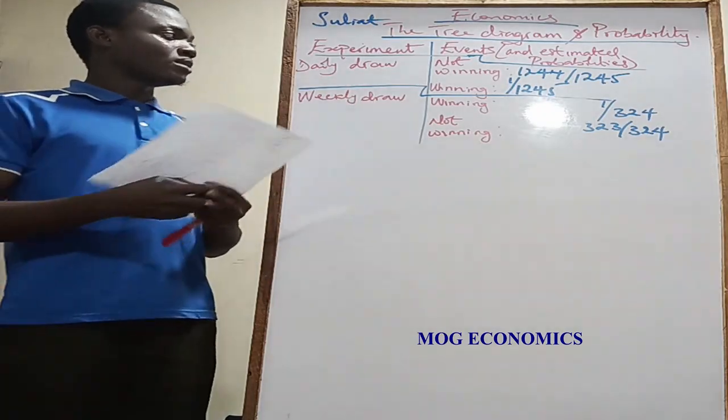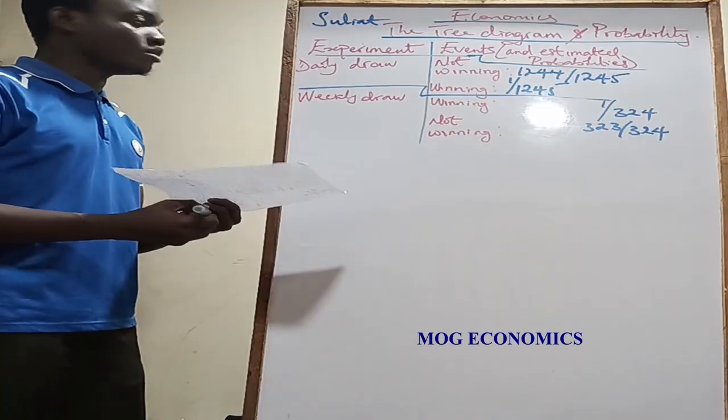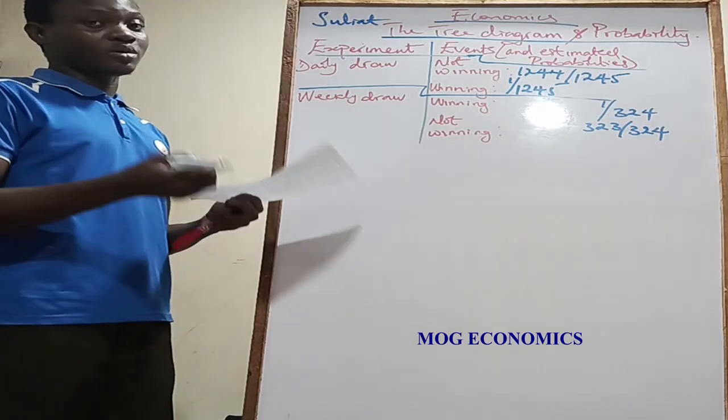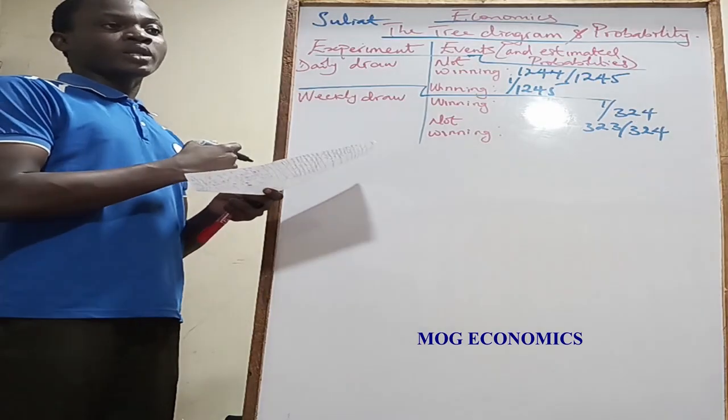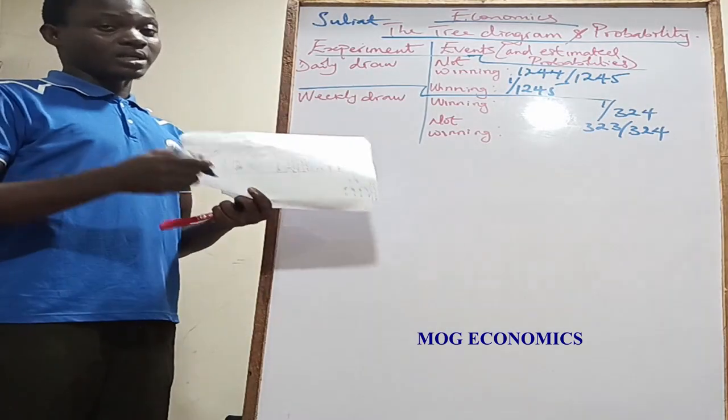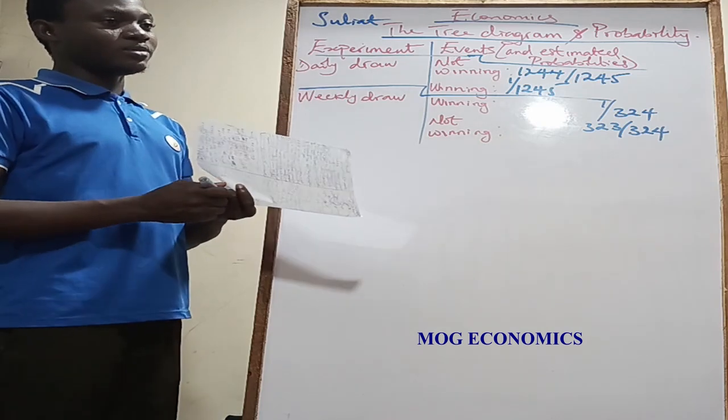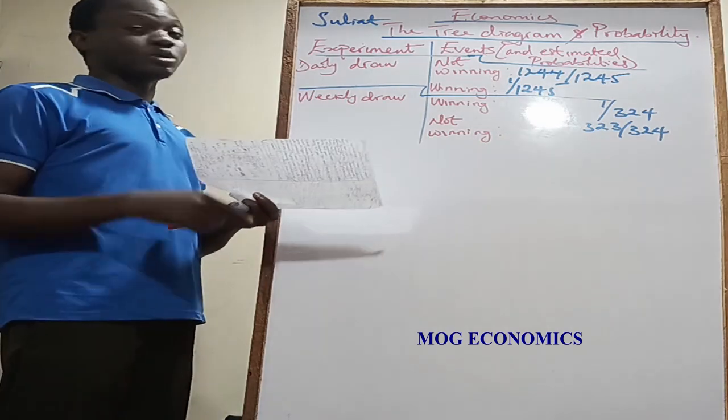So now let's look at it. There are two types of draws: you have the weekly draw and you have the daily draw. Anyone could come first, and because there are two different events, that already tells us we are looking at independent events. If they were dependent events, then there is one that must come first.